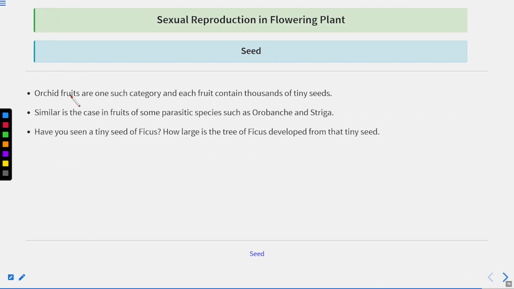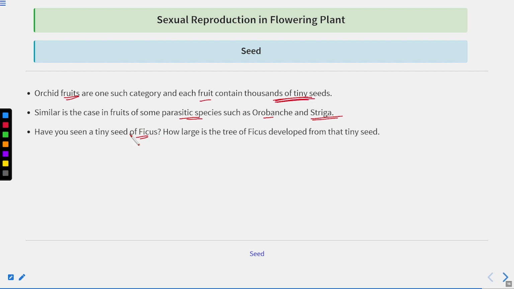Now, if you talk about orchid fruits, they are one such category, and each fruit contains thousands of tiny seeds. Similar is the case in the fruit of some parasitic species such as Orobanche as well as Striga. Here the fruits contain many seeds, means many ovules. Clear?